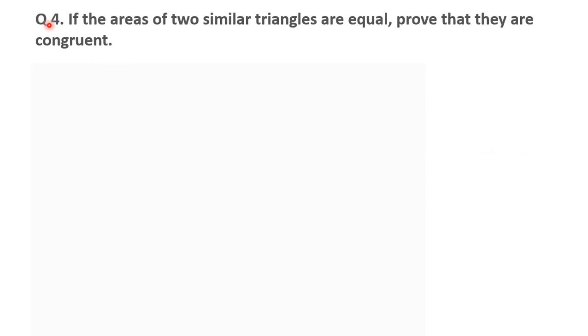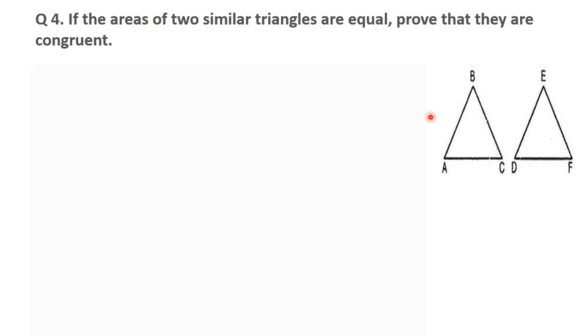Next, question number 4 says if the areas of two similar triangles are equal, prove that they are congruent. So ABC and DEF are the two triangles and they are similar triangles, and the areas of the two similar triangles are equal, given, that is area of ABC is equal to area of DEF. We have to prove these two triangles are congruent.